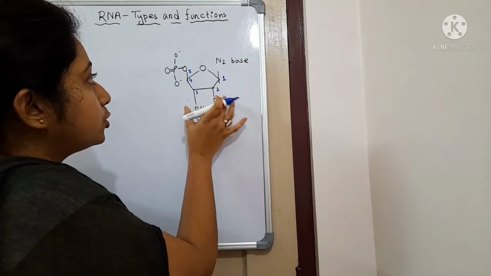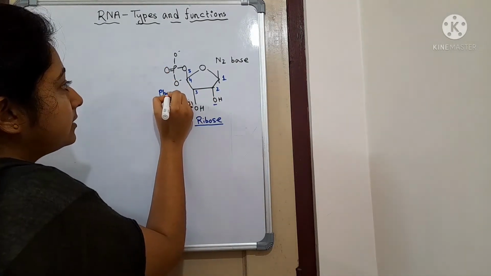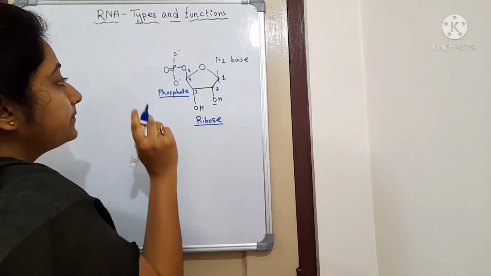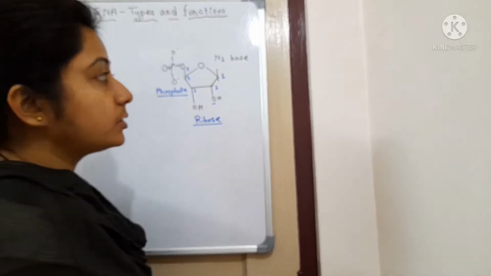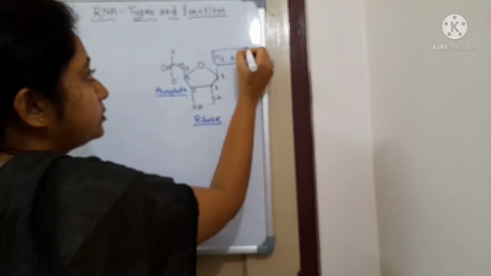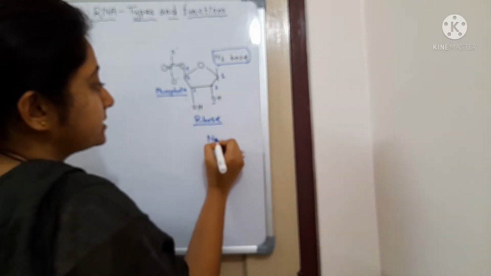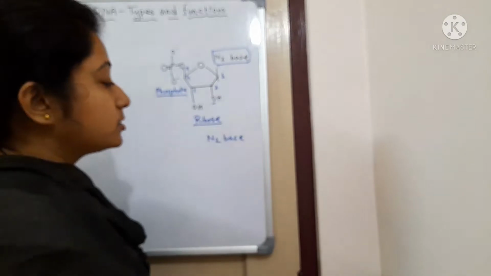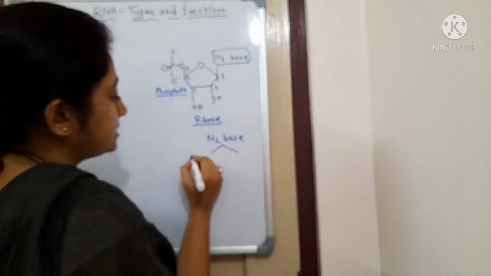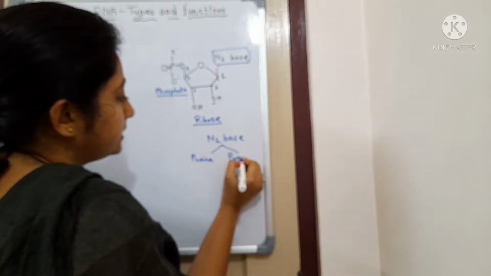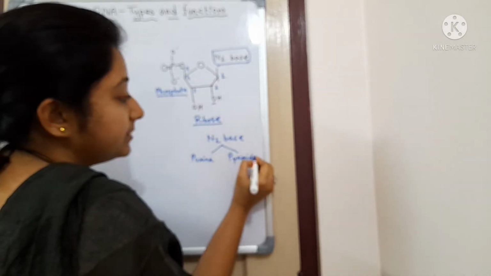And it is holding the phosphate group in one of its hands, that is at the 5' carbon atom, holding the phosphate residue or phosphate group. And in another hand, it is holding nitrogenous bases or N2 bases. So there are basically two types of bases which are found here. One is purine and another one is pyrimidine.